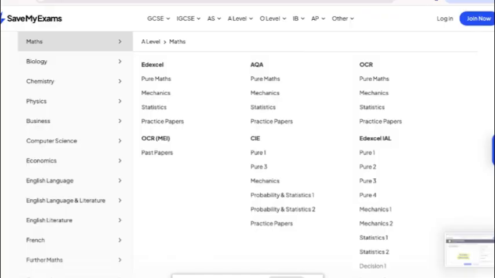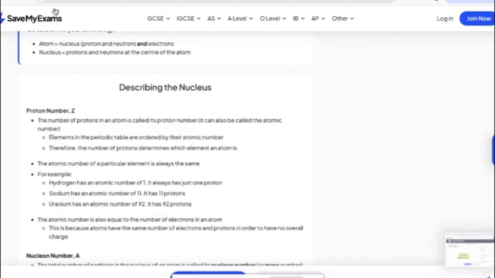Okay, so let's move fast for time's sake. The number of protons in an atom is called the proton number, and it's also called the atomic number. Elements in the periodic table are arranged according to their atomic number. Is that okay?